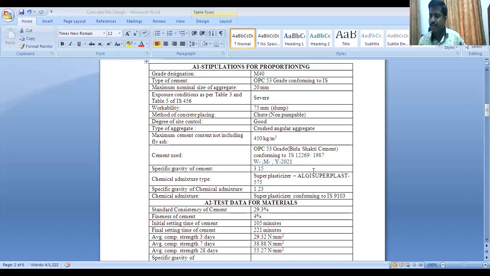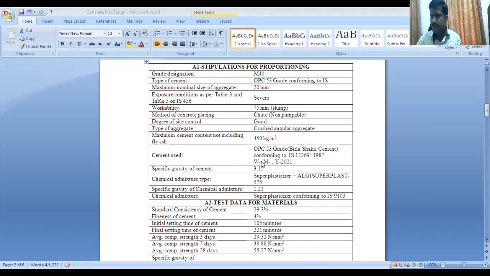M stands for the month or manufacturing date. W stands for week. M stands for the month in which it is manufactured, and Y for year. Suppose it's the 48th week. That means the 48th week, which is the end of November.